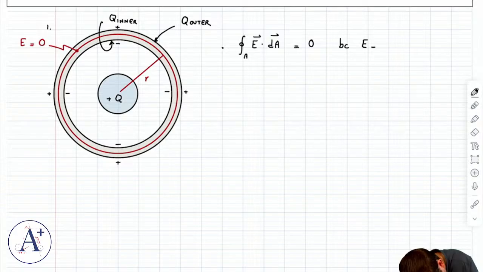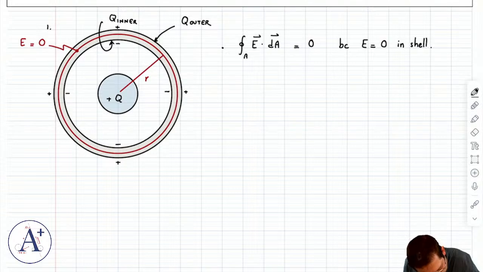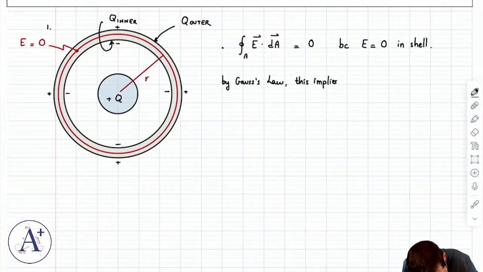But that's because E equals 0 in the shell. If there's no electric field in the shell, then there can be no field lines that poke through this surface in one direction or the other. There's just no electric field, so no flux. Okay? By Gauss's law, this implies that Q enclosed over epsilon naught is equal to 0, which of course means that Q enclosed has to be 0.